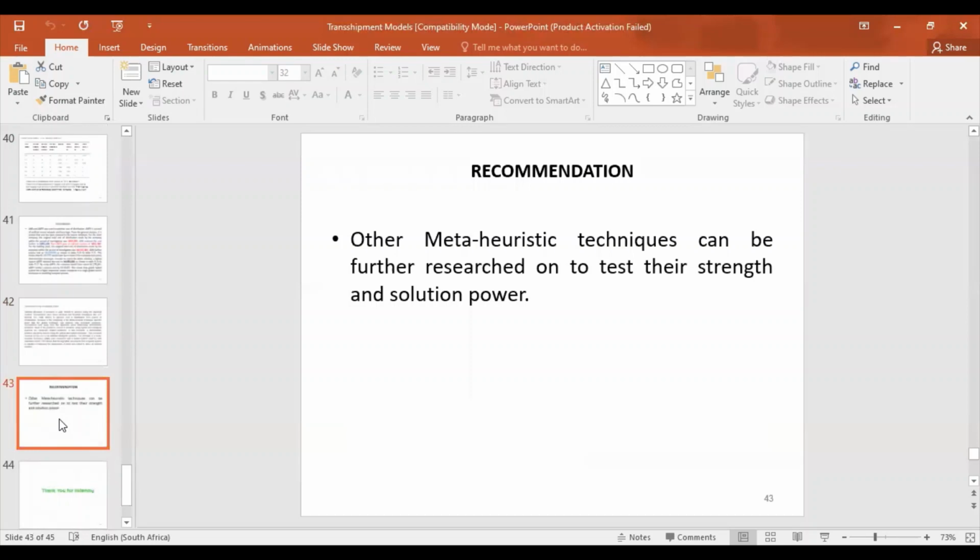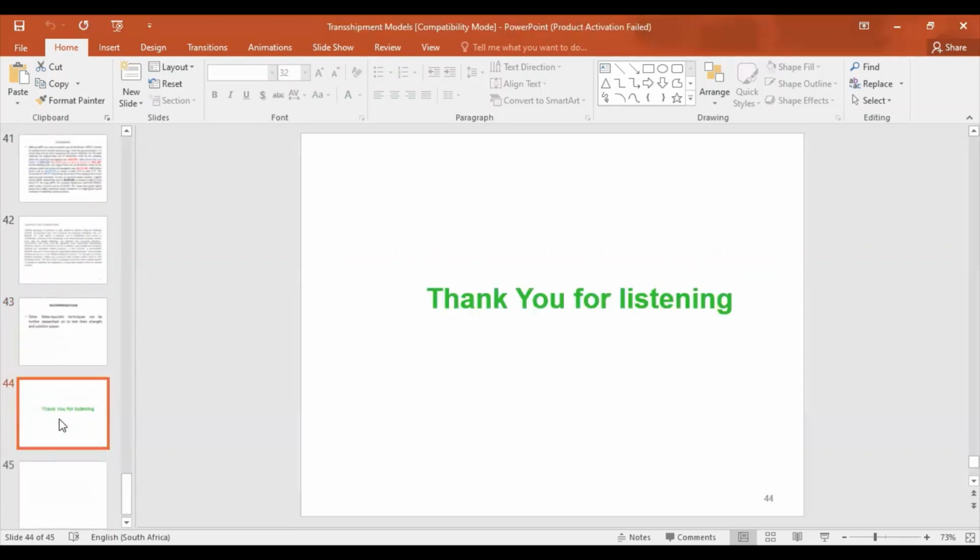Recommendation. It is recommended that other meta-heuristic techniques can be further researched to test the strength and solution power of these models. At the end of the day, comparative analysis can be made, and this can be done in upcoming research.